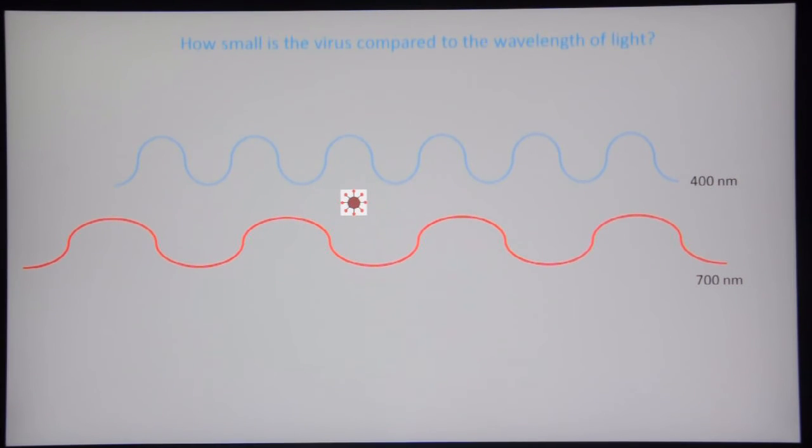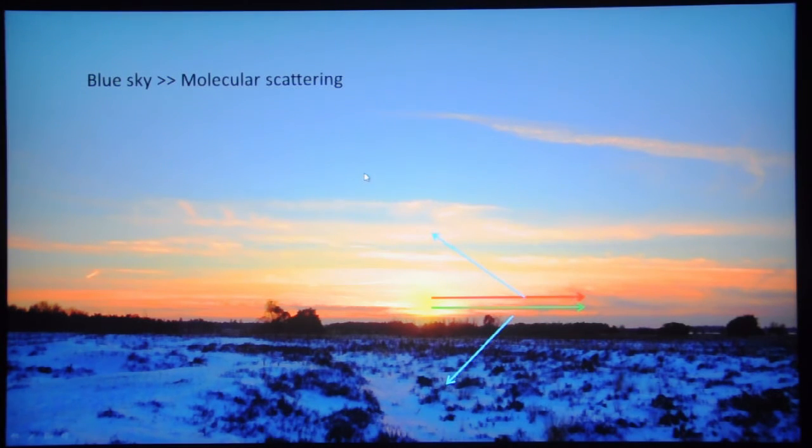And so now let's compare the virus with the wavelength of light. The shortest wavelengths are the blue light, and even these are about 4 times as big as the virus, which is bad news, because if something is smaller than the wavelength, it cannot be seen. That doesn't mean it cannot interact with light.